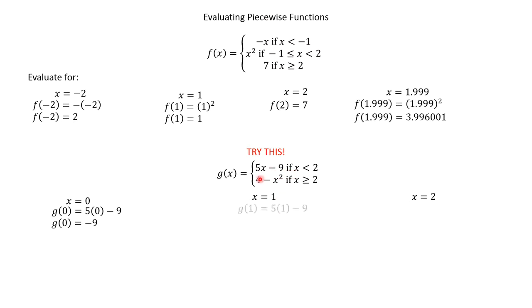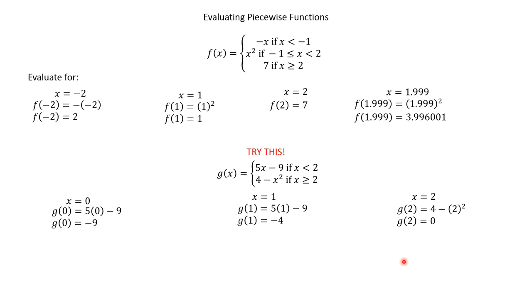1's less than 2. So 5x minus 9. 5 times 1 minus 9. 5 times 1 is 5, minus 9 is negative 4. Then x equals 2. Well, here's where it's equal to. So we'll plug it into this one. 4 minus 2 squared. 2 squared is 4. 4 minus 4. F of 2 equals 0.